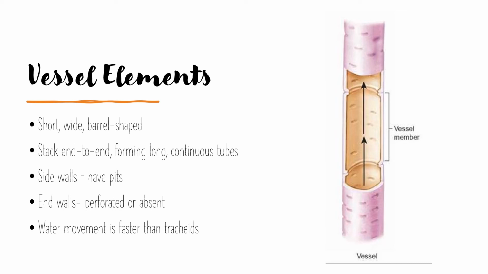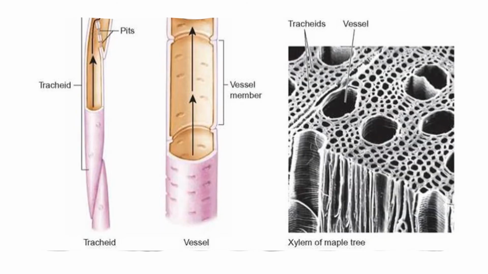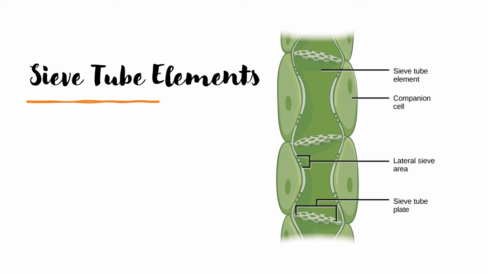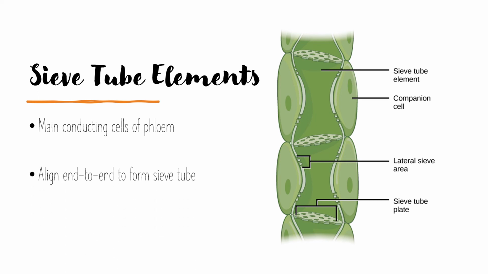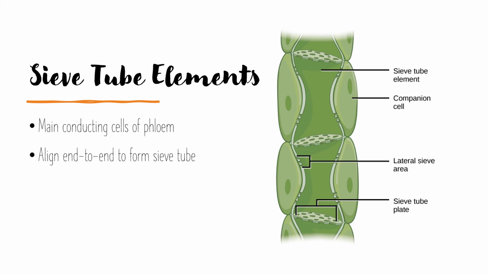So, if you look at the tracheids and vessel elements under the microscope, it would look something like this. So again, it is easier to identify them this time based on their size. Next, we have the cells of the phloem. So first off, we have the sieve tube elements. Now, the main conducting cells of the phloem are the sieve tube elements, which are aligned end to end to make a single functional unit, which we call a sieve tube.